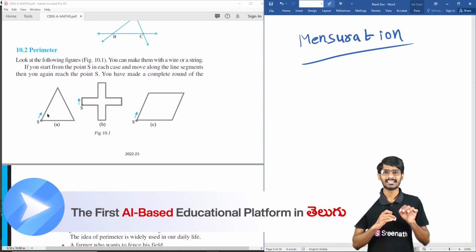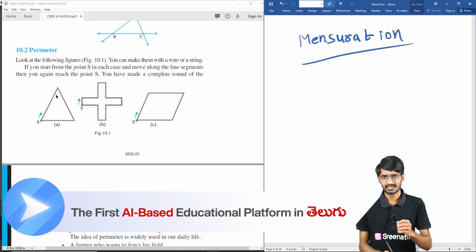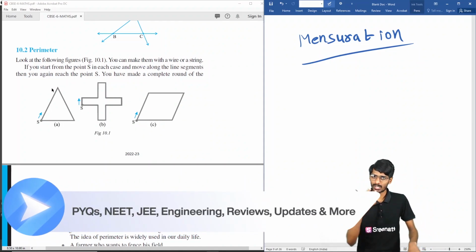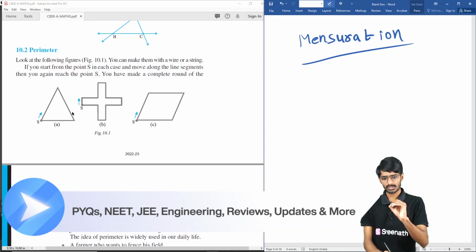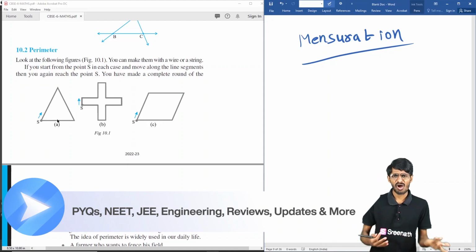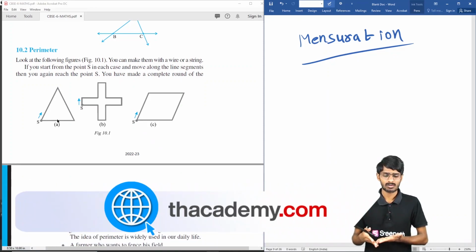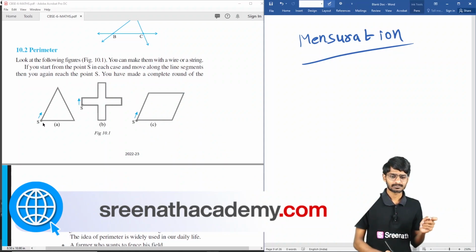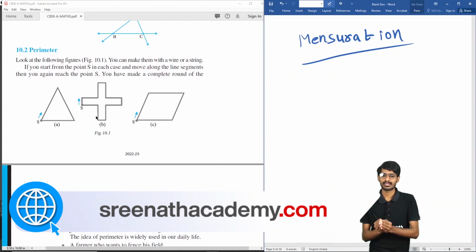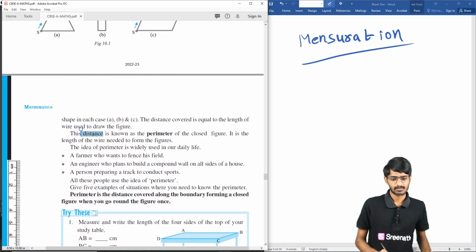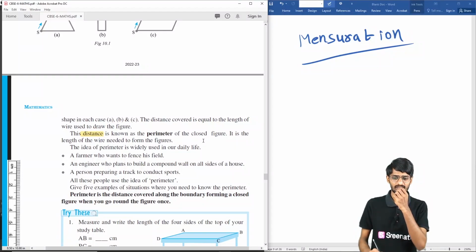So what is the perimeter? It is nothing but the total distance traveled along the boundary of a closed plane figure. All these are plane figures, two-dimensional figures. Total distance means total length. How will we measure the length, students? If it is a very small distance, we will use a ruler, otherwise tapes, like that. So the total distance or the total length along the boundaries of a closed figure is the perimeter, students. This is the definition. The total distance is known as the perimeter of a closed figure.